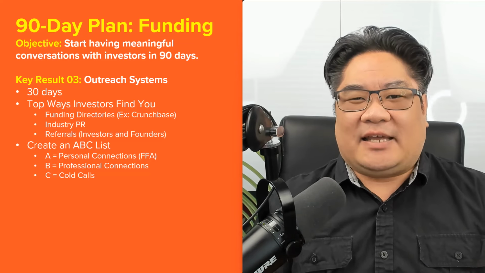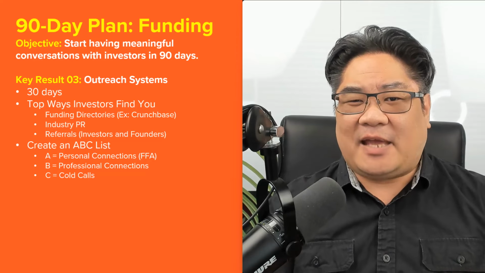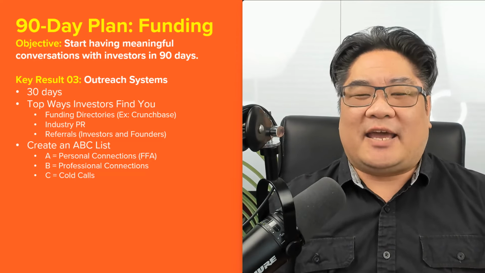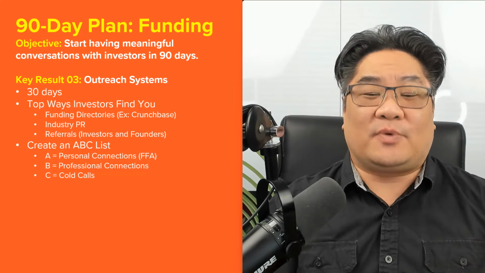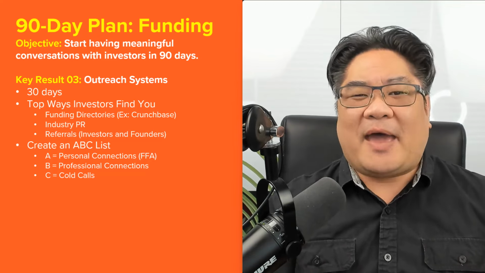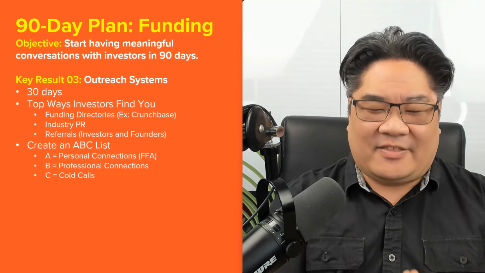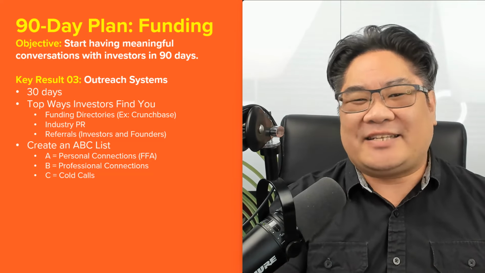I do an ABC list, and the A stands for my personal connections. These might be friends, family, and associate investors who understand what you're trying to do and who have a personal relationship with you. They like you. You can call them and ask a favor, give you feedback on your pitch deck, or give you introductions and referrals. These are the ones who are tight. They're in that inner circle. You want to be contacting them first.